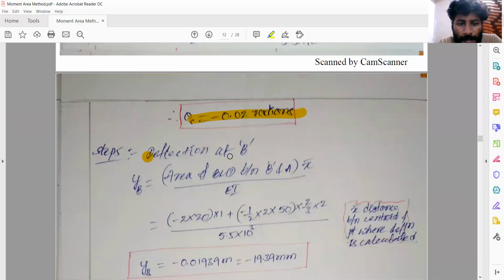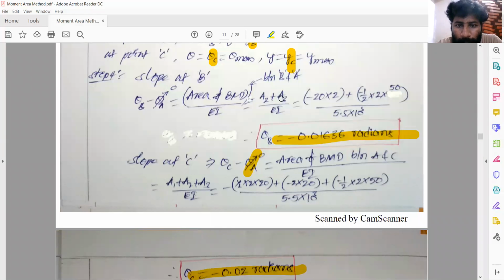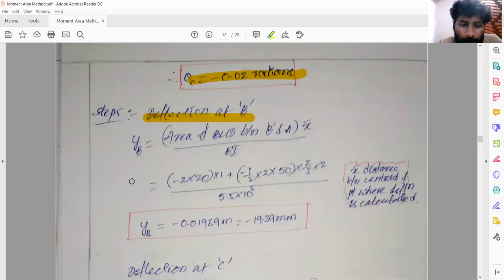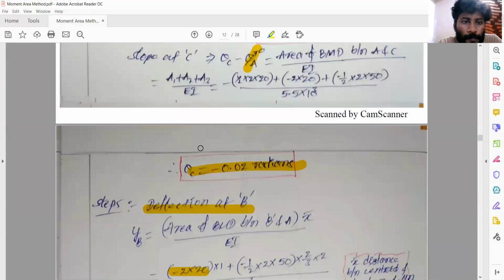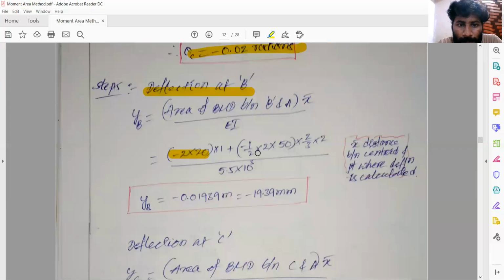Now we want to find the deflection at B. So YB is equal to, we know the equation, the area of the BMD between B and A into X bar divided by EI. As usual, whatever we used here, A2 and A3, but X bar is added here. X bar is the moment of the BMD about the section where we want to find the deflection. Now you can see that this is area 2, and this X bar is from the center of area 2 to where the deflection is going to be determined. So this one is X bar here. That X bar is 1 meter because the length is 2 meters.